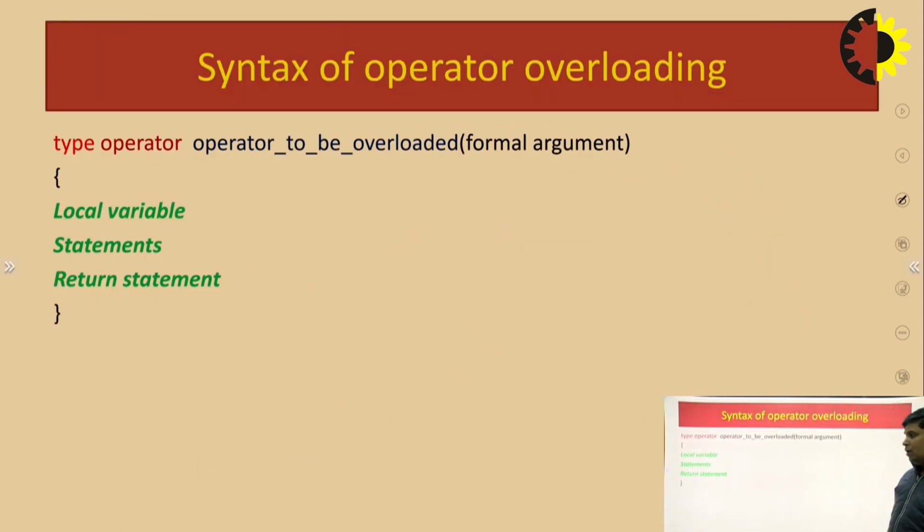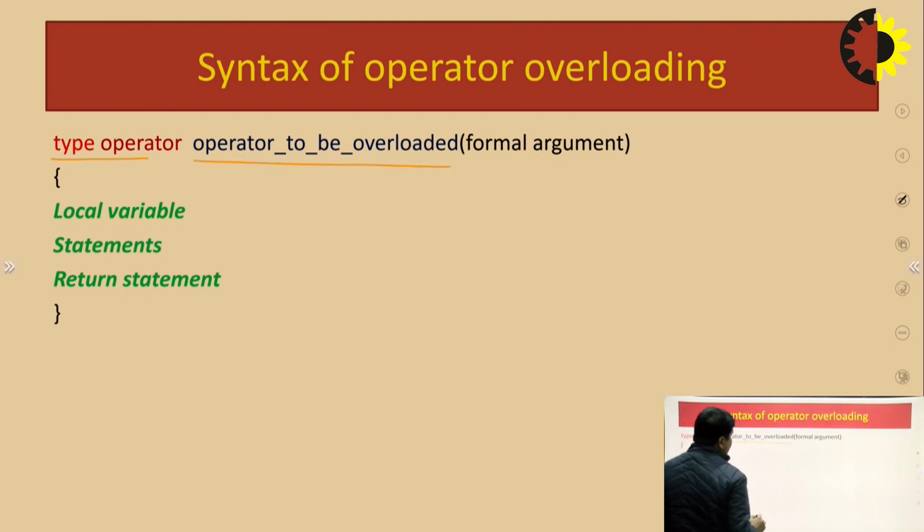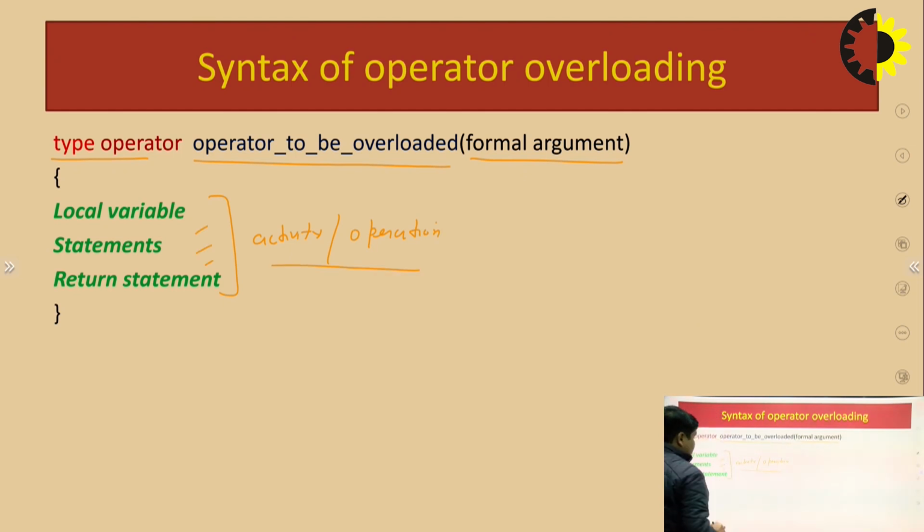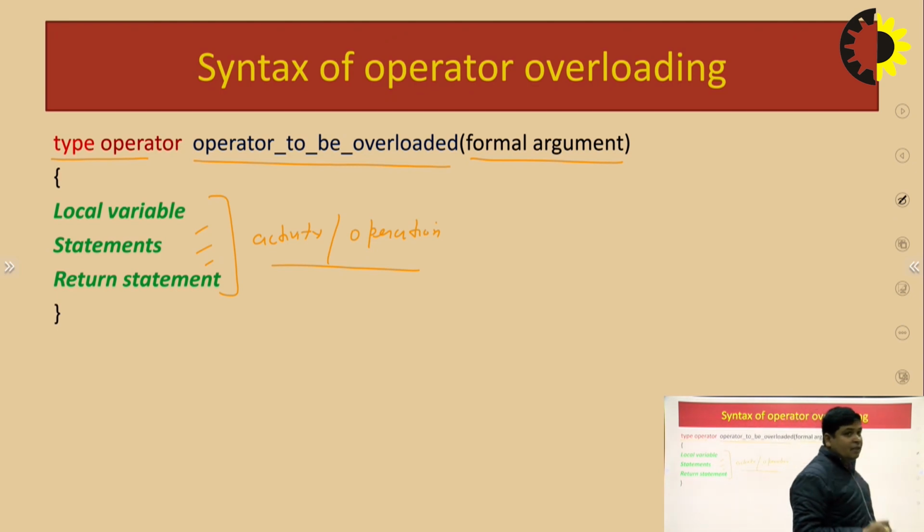Now, how to overload the operator? So basically this is the syntax of how to overload the operator. First is the type of operator, the operator to be overloaded, these are the formal arguments, and this is the activity, or the operation, जो operator को call करने के time ये वाला task perform होगा. तो this is the syntax in C++ how to overload the operator.